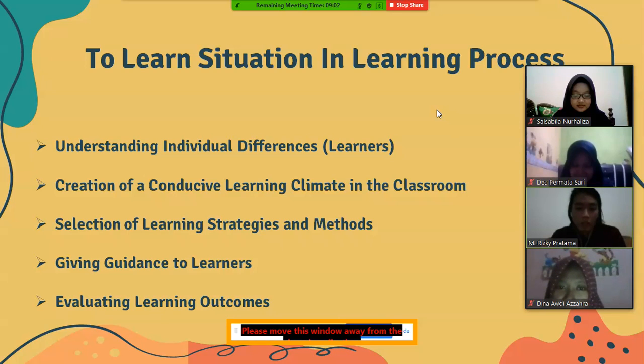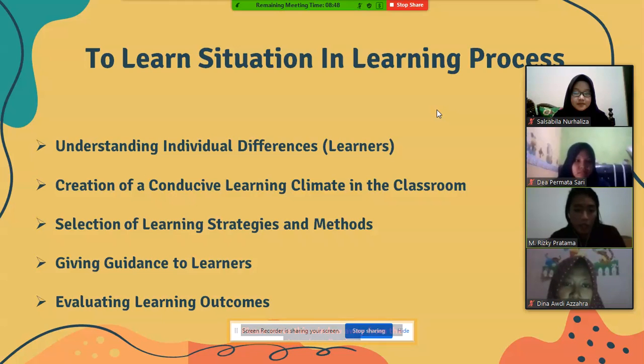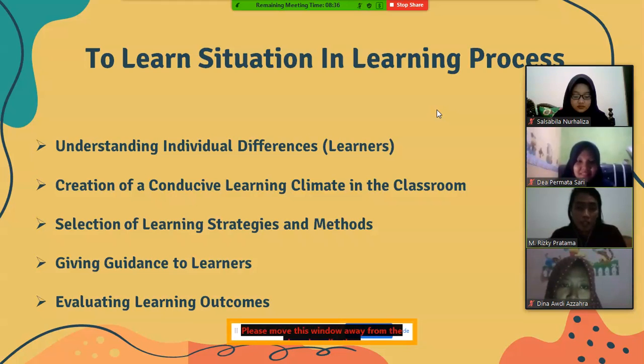And the next one is selection of learning strategies and methods. Learning method is based on the characteristic of the student development. The teacher must determine appropriate learning strategies and methods and be able to relate them to the characteristic and uniqueness of the individual, such as the type of learning and learning style and the level of development of study.